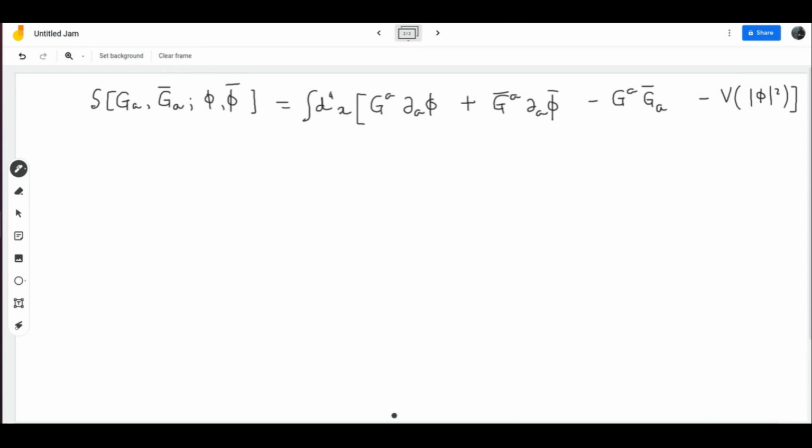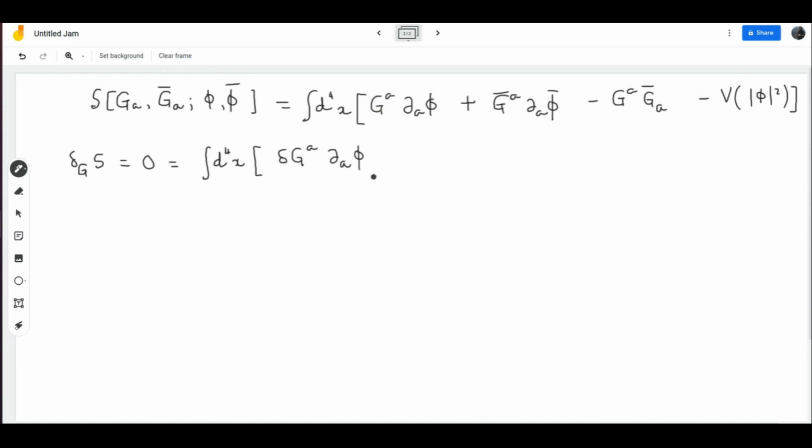But first we have to see whether this action is actually the same as the action we wrote on the last page. To do that, we make a variation of this action with respect to g and set it equal to 0. So what do we get? When you do a variation with respect to g, we get delta g a, del a phi, and nothing else. Phi is not bothered because g and phi are completely independent variables. G and phi have nothing to do with each other at this point.